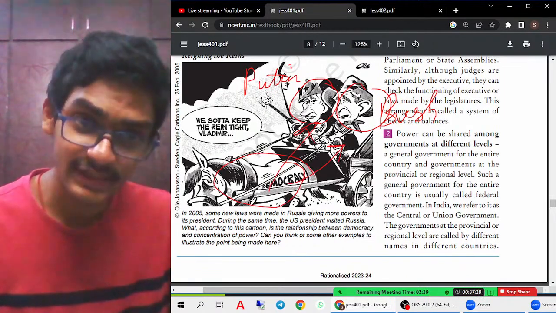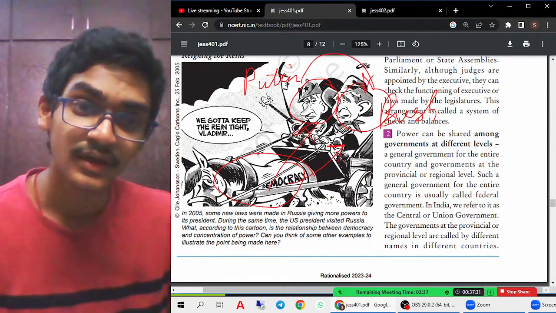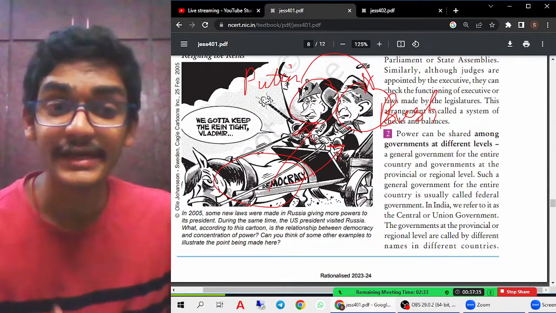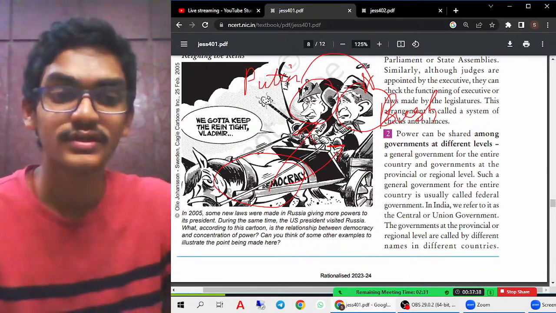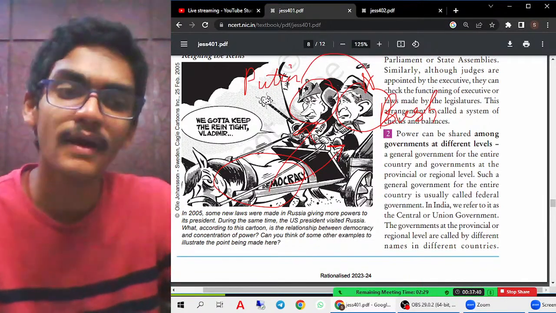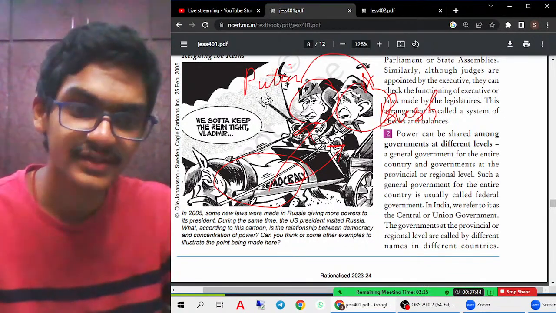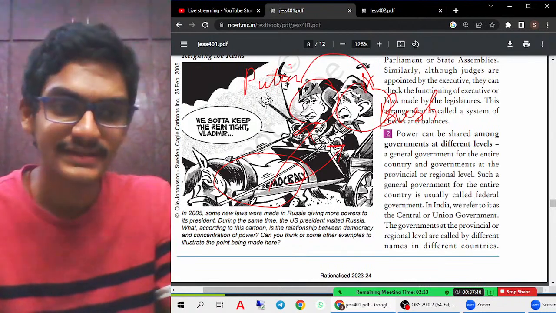And Vladimir Putin is suggesting to George Bush that you should also change the laws in such a way that you'll give more powers to the president himself. So some new laws were brought in Russia in order to give more powers to the president. During the same time, the US president also visited Russia. During this time, the relationship between the democracy and the concentration of power.